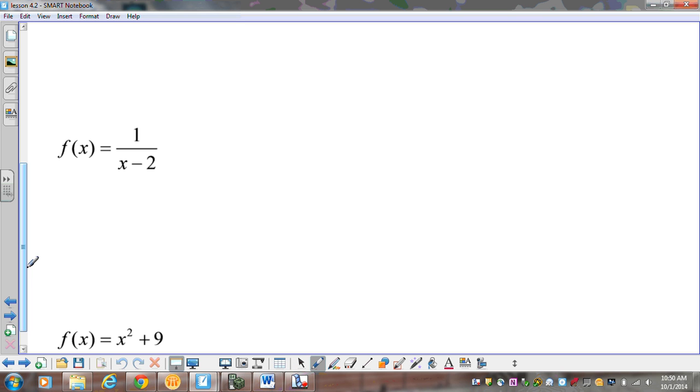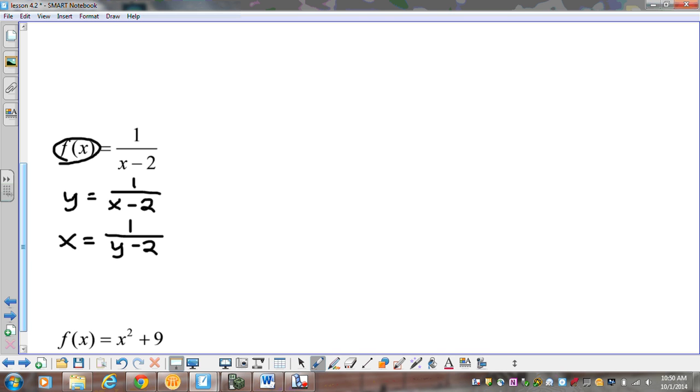The first thing in finding my inverse is I'm going to take my f of x and change it to y. We're going to say y equals 1 over x minus 2. If you remember from earlier, the next step after we change to x and y is to flip my x and my y value. So my x goes to my y and my y goes to my x. It's going to look something like this: x equals 1 over y minus 2.